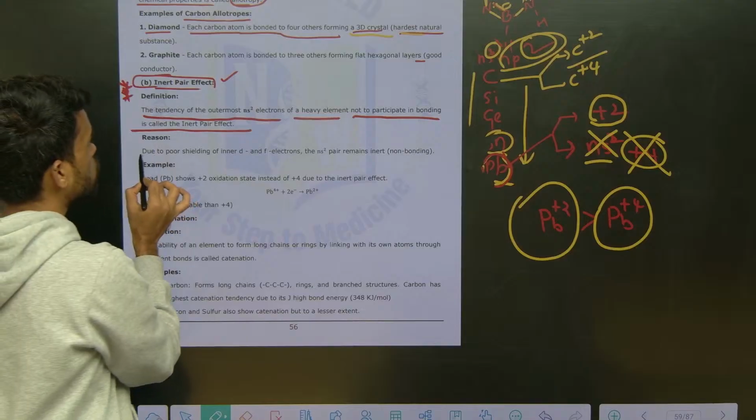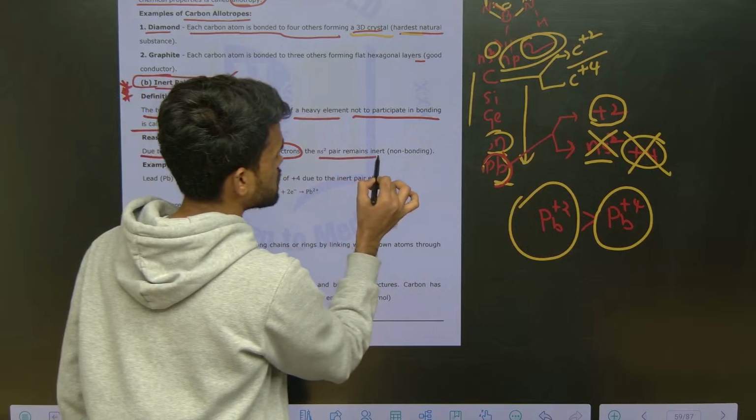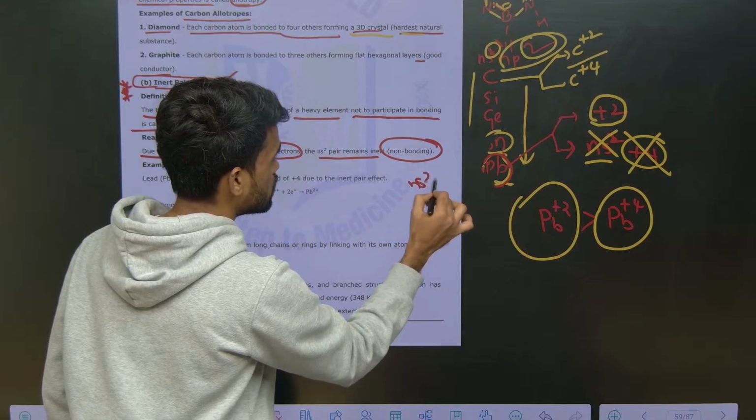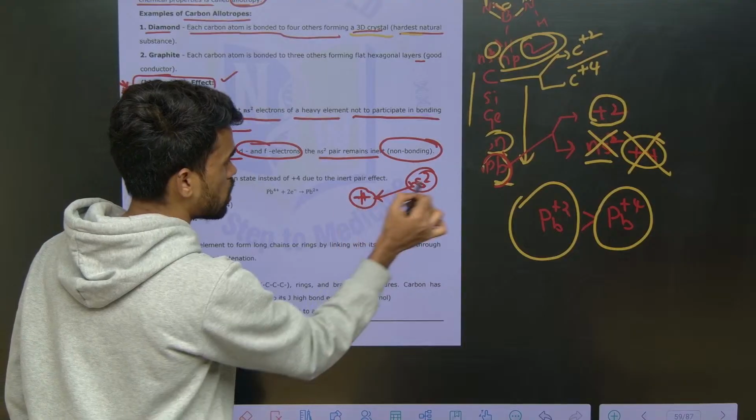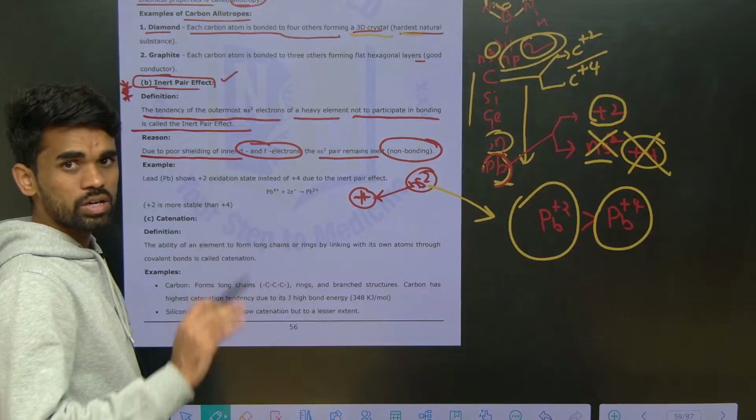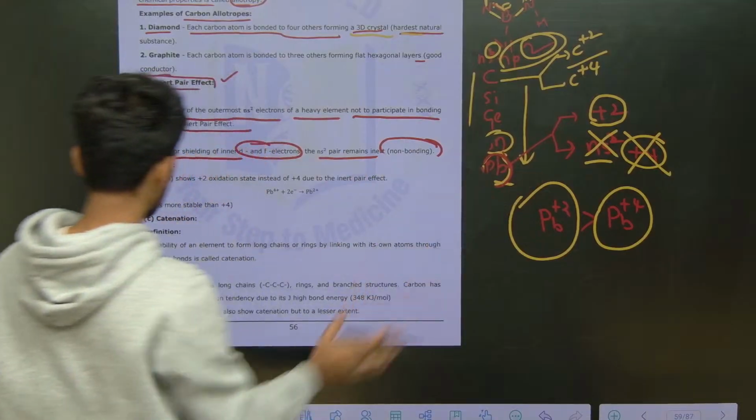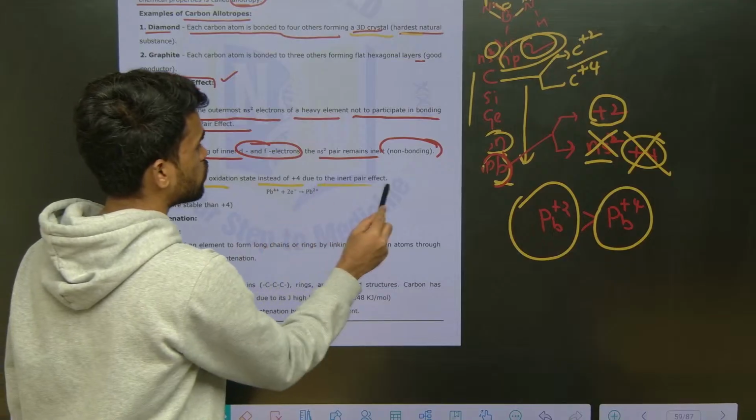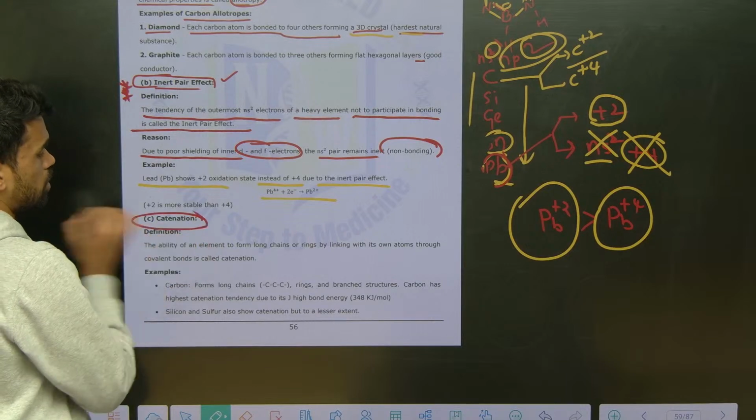Next, due to poor shielding of d and f orbital electrons, the ns pair electrons remain inert. They won't participate in chemical bonding because these ns electrons are strongly held by the nucleus of that atom. If the nucleus is strongly holding them, they will not be given to any other elements when undergoing chemical reactions. So this is the concept called inert pair effect. Lead shows +2 oxidation state instead of +4 due to inert pair effect. Remember this. The next word is called catenation.